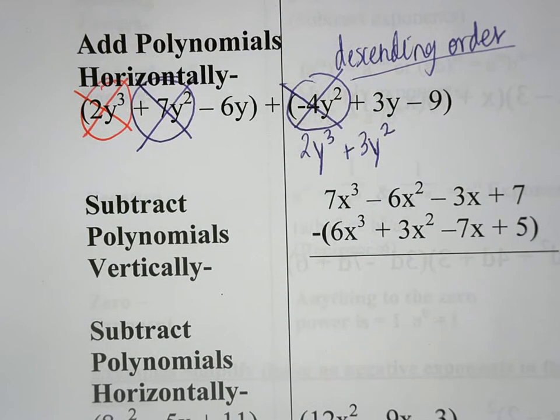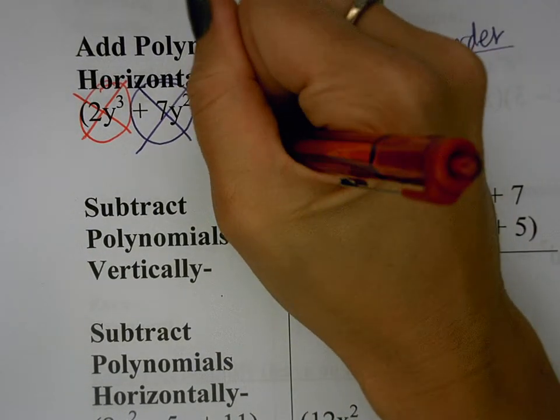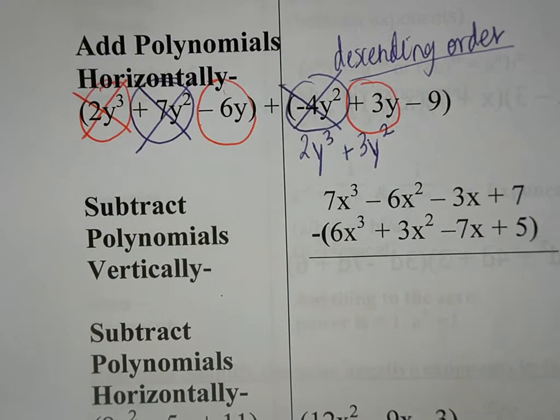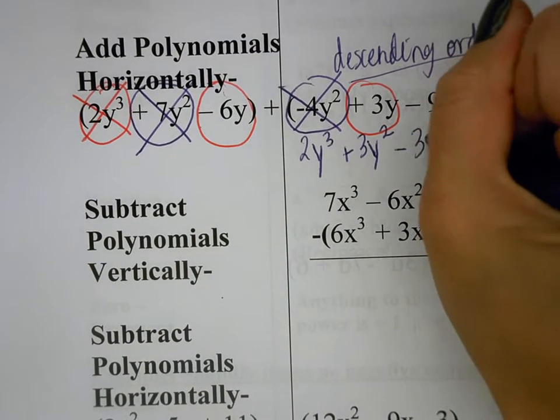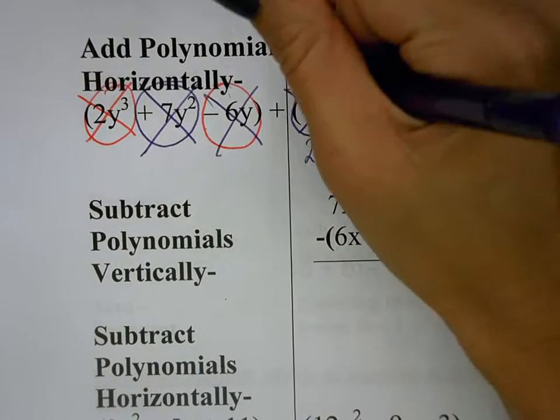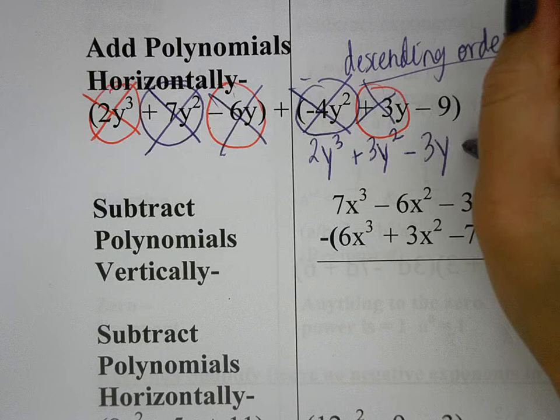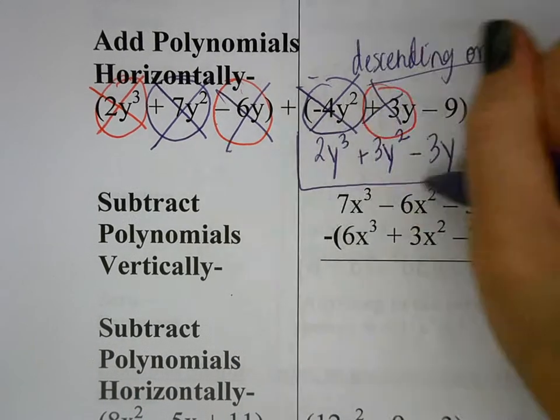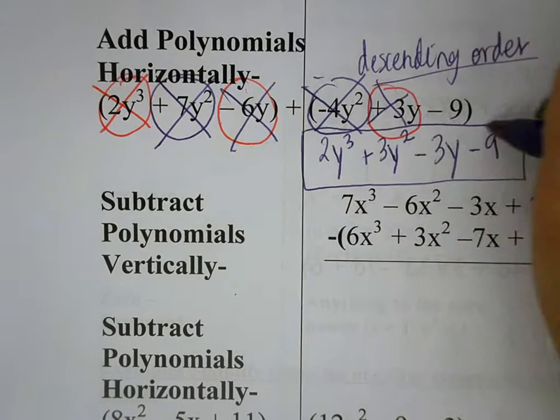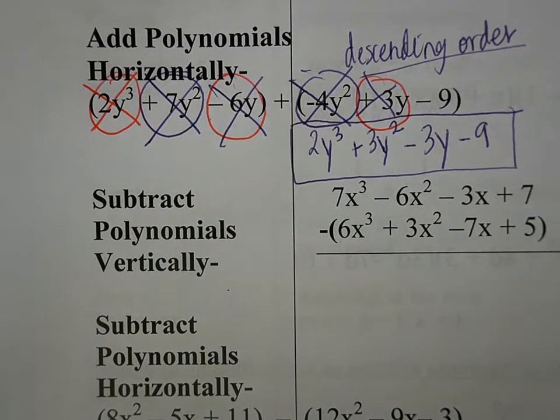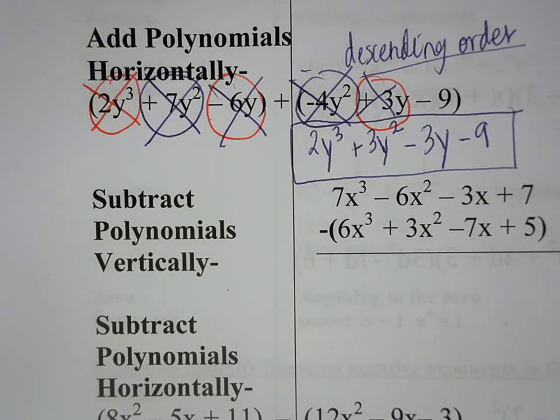Next will be our plain y's. So I have a negative 6y and a positive 3y. And what does that make? Good. Negative 3y is correct. So now that's done. And then lastly, we have a negative 9, which doesn't match with anything, so we just have negative 9. And that is my answer. What if you factored out a GCF from all those numbers? You could do that. But right now, when you're just adding and subtracting, you don't have to worry about that.